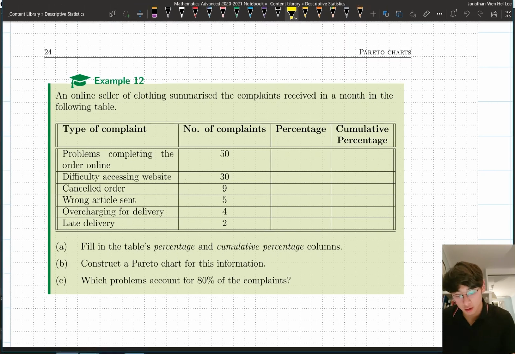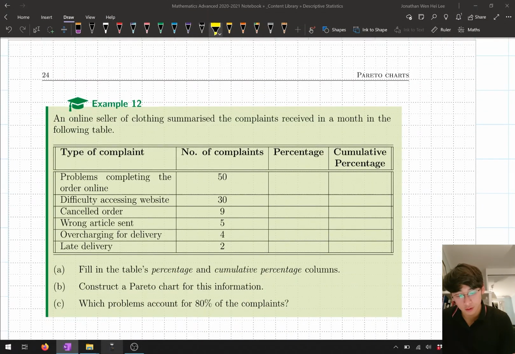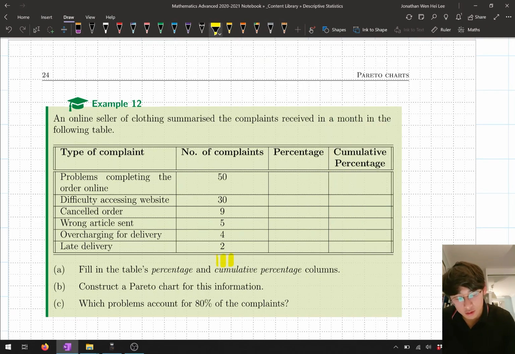So I'm going to grab my calculator out and add these all up. I've got 50 plus 30 plus 9 plus 5 plus 4 plus 2. That gives me 100. This is actually quite nice for me, so it adds up to 100.